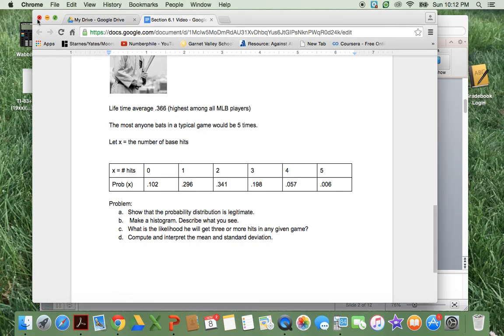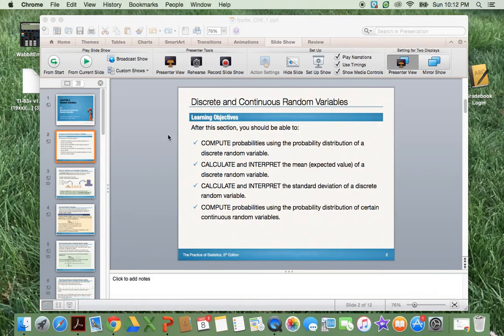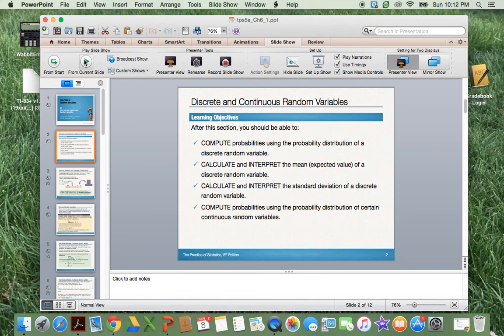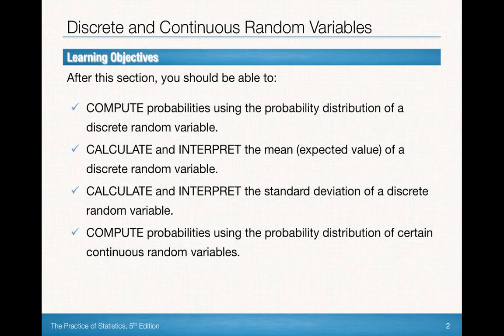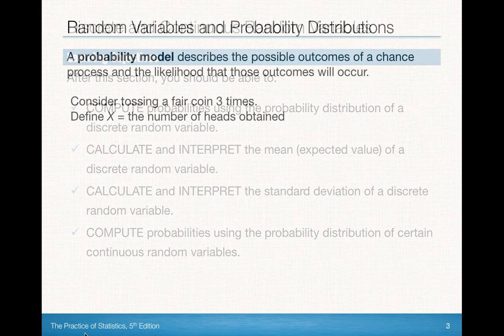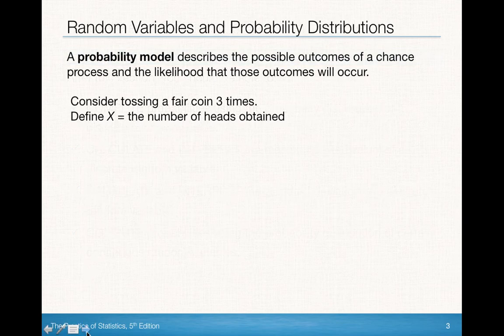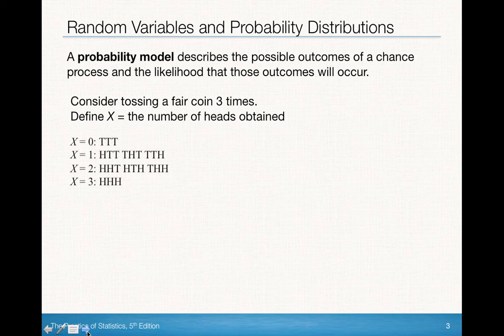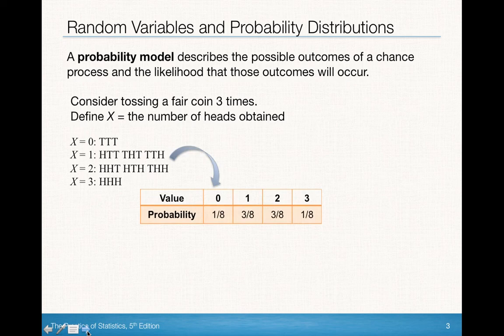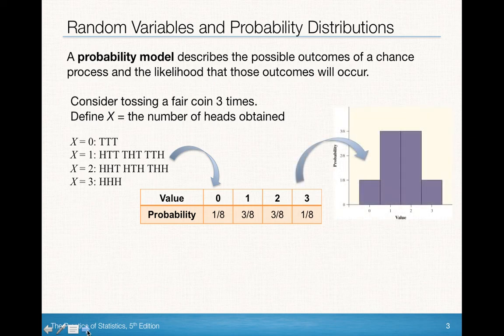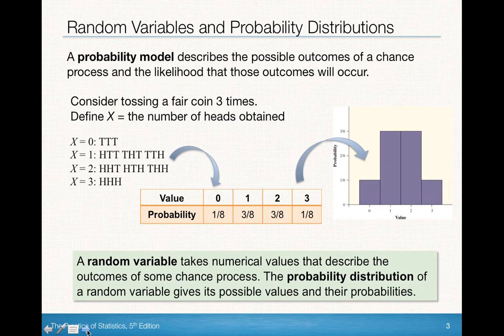All right, so let's go back and we'll look at the books. I do like theirs. They give a different example. I wanted to give you one of my own, but they use a probability model that describes flipping a coin 3 times, and they show you all the possible outcomes. And then they go through the probability of getting 0 heads, 1 head, 2 heads, or 3 heads. Then they draw a histogram, and they talk about the probability distribution.